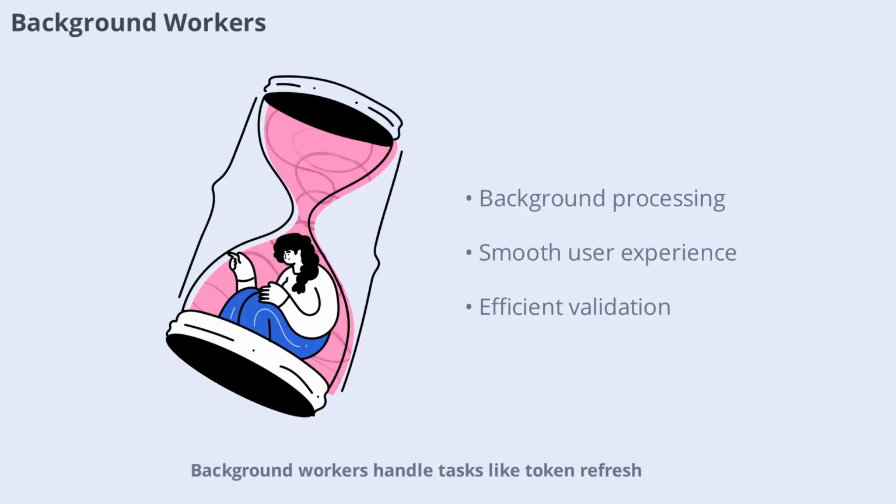Background workers handle tasks like token refresh and session validation without interrupting the user experience. By offloading these tasks from the main thread, we keep the app running smoothly. This approach is especially important in apps with high concurrency where many tasks need to run at once.